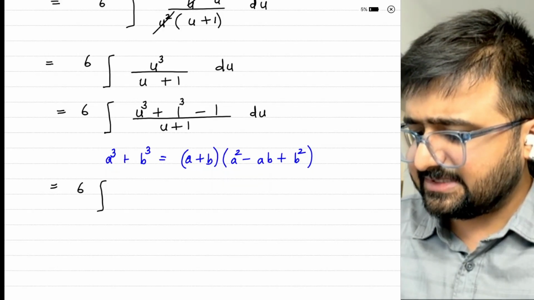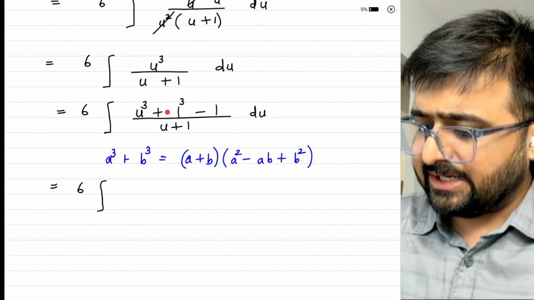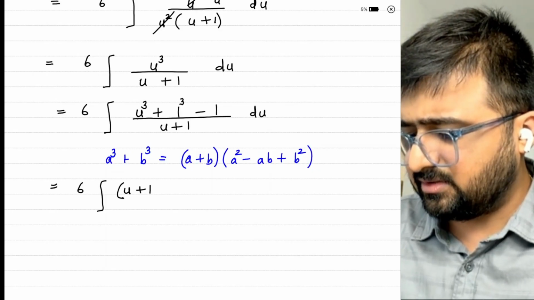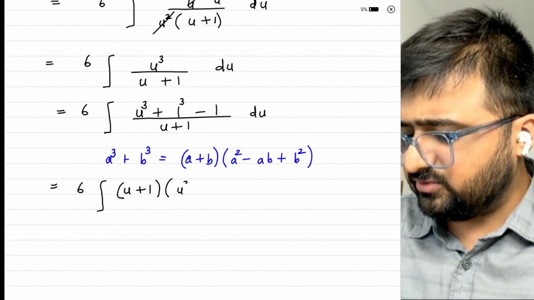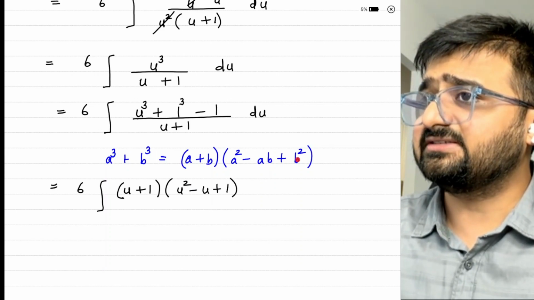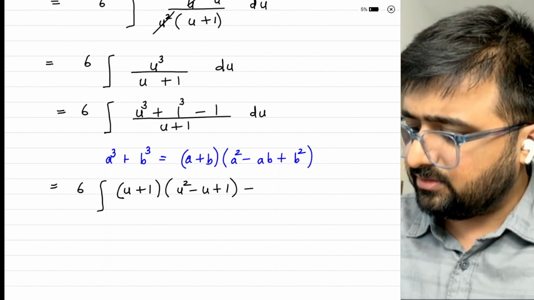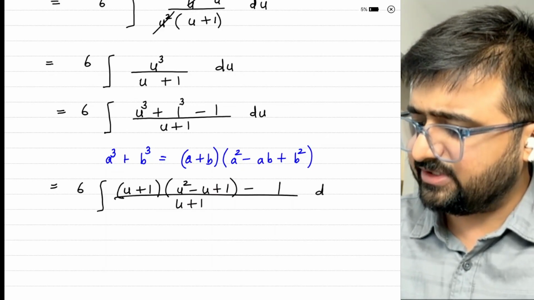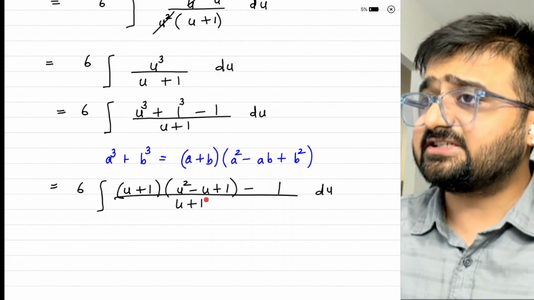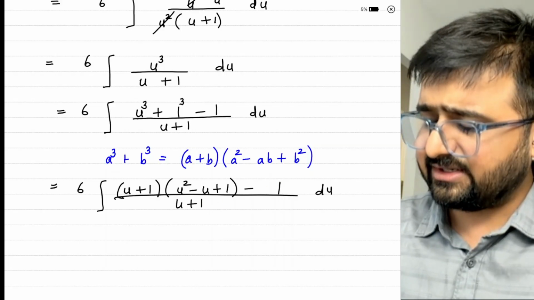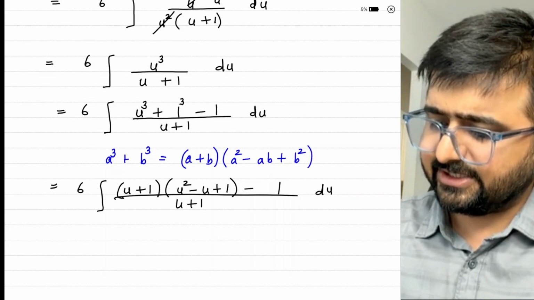So I have 6 integral of, I can write this as, using this result, (u plus 1)(u square minus u plus 1), I'm literally using this result right here, minus 1, divided by u plus 1, with respect to u. Now what you do is just split that denominator in both of those terms, and you can cancel then u plus 1 after splitting.